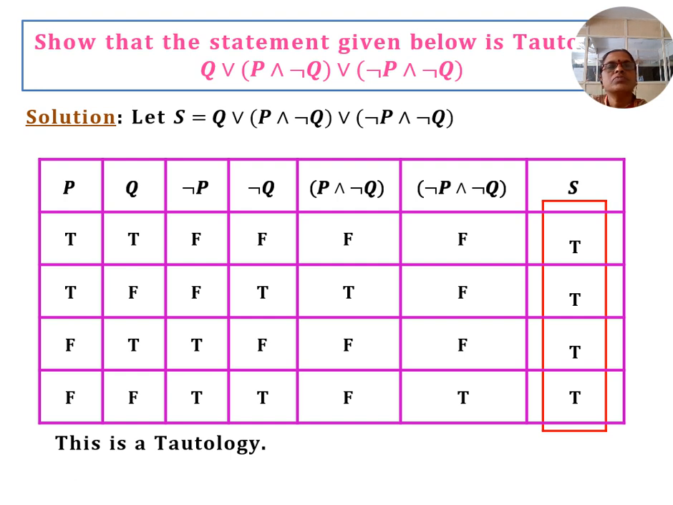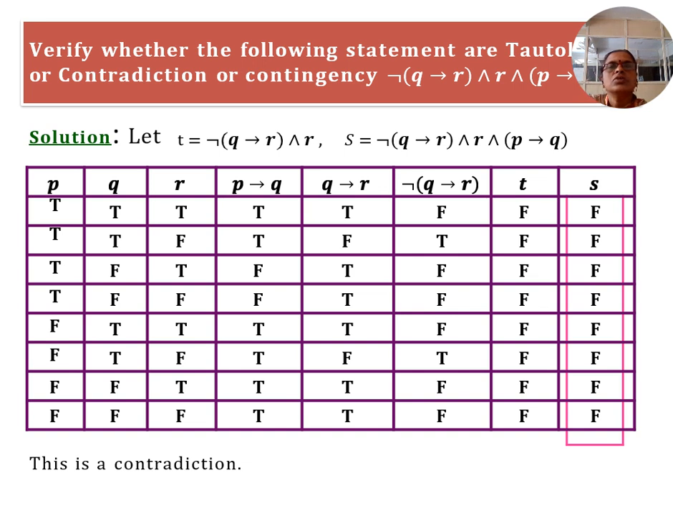So S is equal to (Q or P) and negation Q or negation P and negation Q. So the truth table columns are assigned. The final column is showing T for all the entries. For all the combinations, we have the truth value T, therefore it is a tautology. The given compound proposition is a tautology. So another example is shown. In a similar way, we can prove that the given compound proposition is a tautology.